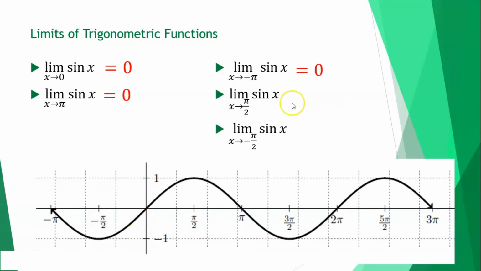The limit of sine x as x approaches pi over 2, or that's 90, that would be positive 1. And the limit of sine x as x approaches negative pi over 2, or negative 90, the result here is negative 1.